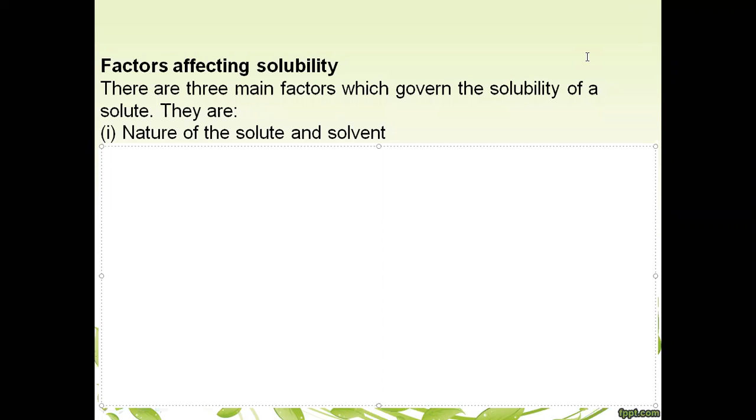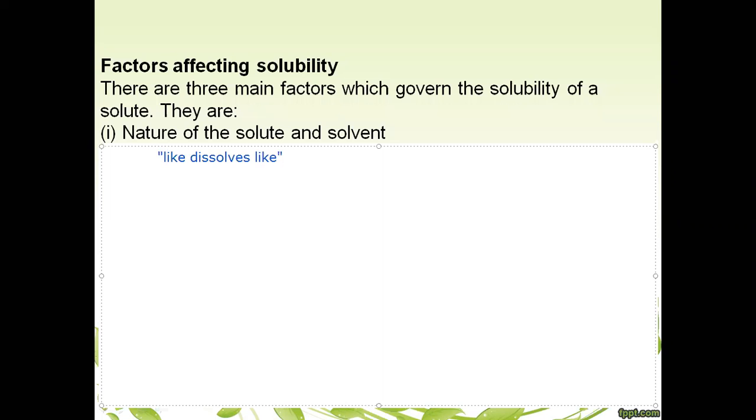Commonly, water dissolves many substances, but some substances do not dissolve in water. So scientists say that like dissolves like.